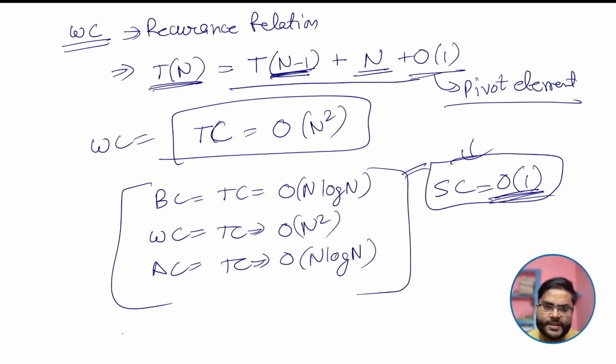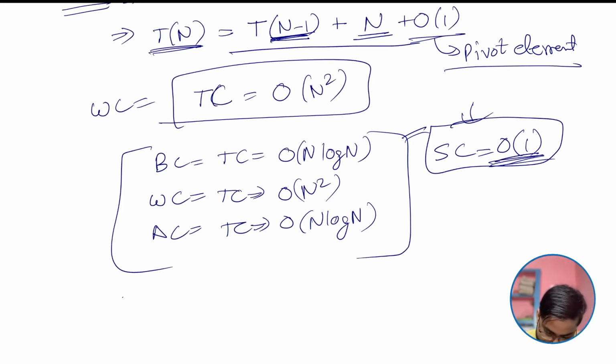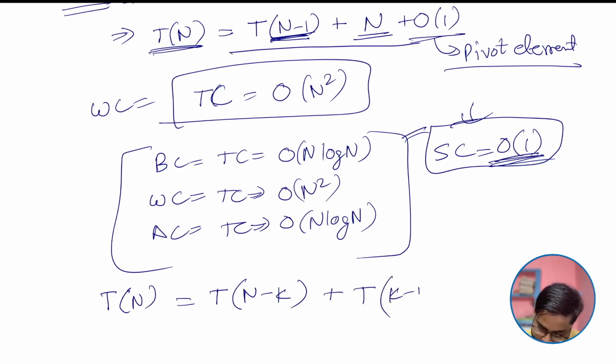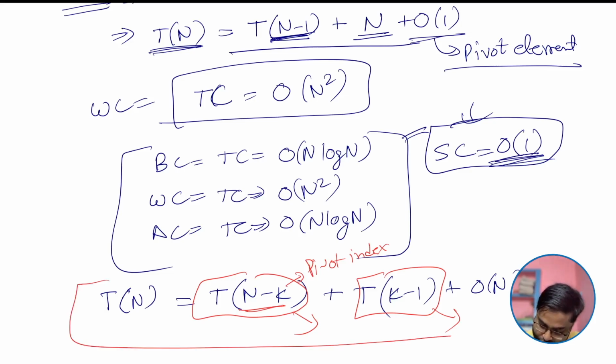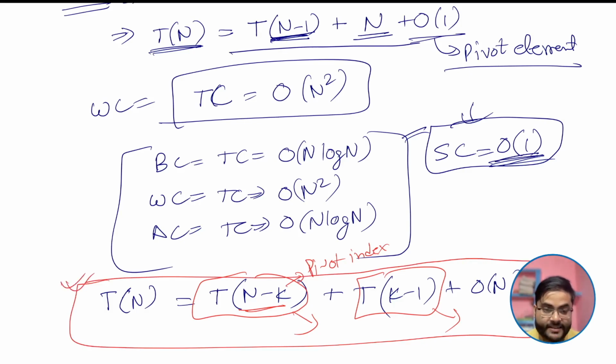Now to be generic, what will be the recurrence relation? So the recurrence relation will be something like T of n minus k plus T of k minus 1 plus order of n. Let's say k is our pivot index. So T of n minus k will be for the right half and T of k minus 1 for the left half. On the left half we will have k minus 1 elements, and on the right we will have n minus k elements. So this is the generic recurrence relation for quick sort.